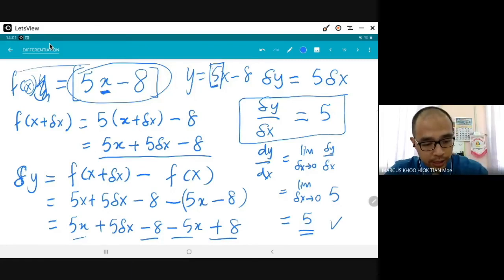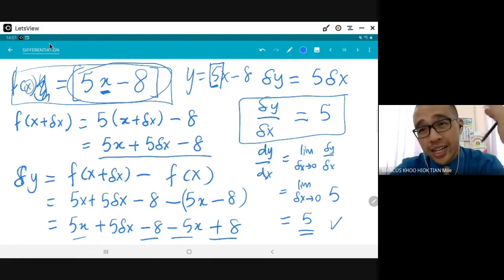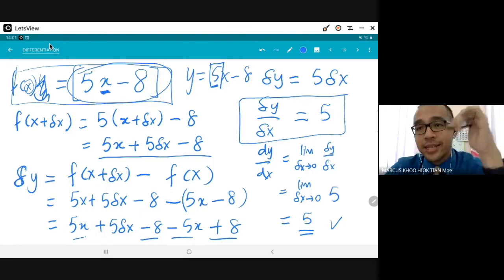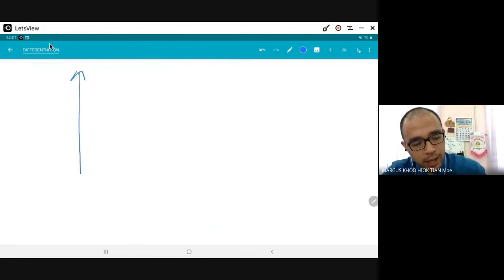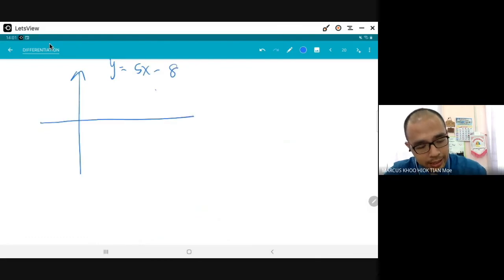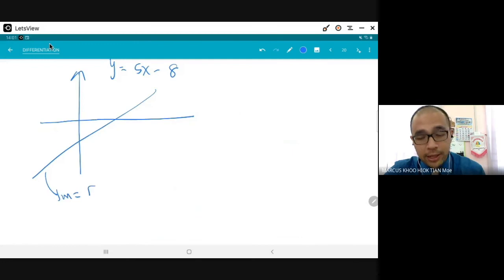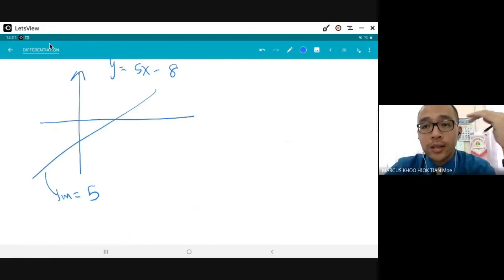For this equation, yes. For this equation, the gradient is 5. Actually, it's not a curve lah. 5x minus 8 is actually a straight line. Okay, the graph of y equals to 5x minus 8 kan is actually like this. Okay, di mana dia punya gradient adalah sama dengan 5. But whether it is a straight line or a curve, we can use the first principle to determine the gradient.